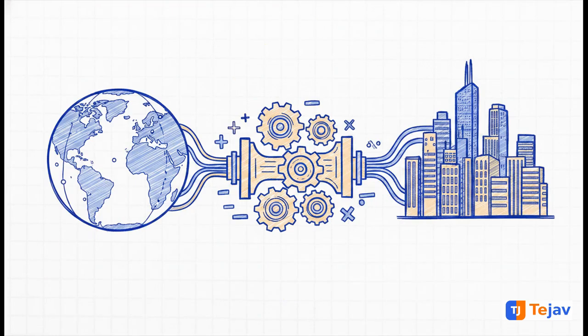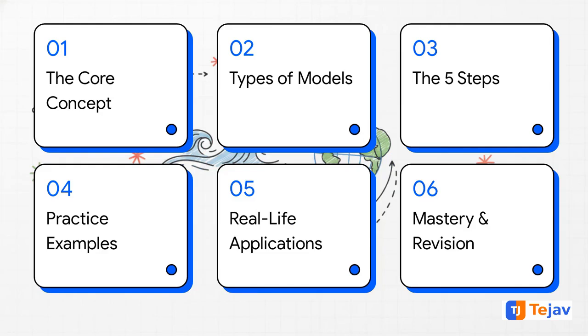The secret behind all of them is mathematical modeling techniques, and today we are going to master them in the easiest and most visual way possible. This is where math steps right out of your textbook and into the real world. Here is our roadmap for today. We're going to cover the core concept, types of models, the 5 key steps, run through some practice examples, check out real-life applications, and finally, wrap up with mastery and revision so you can ace those board exams.